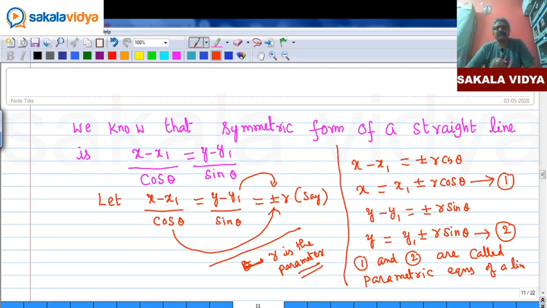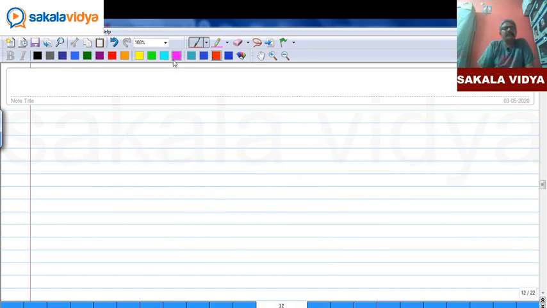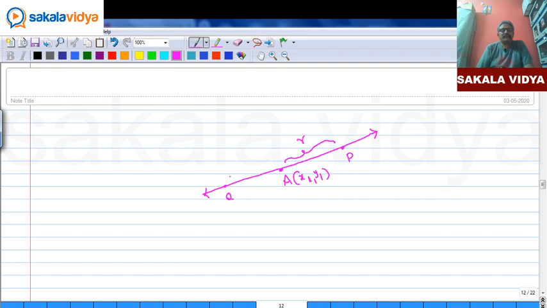Yes, parametric equations. So, what is the use of the parametric equations? Let's have a discussion. For example, you take a line like this. Let us take a point A whose coordinates are x1, y1. Suppose a point P is located here and Q point is located here. P is located at a distance of r units, and Q is also located at a distance of r units, but Q is left of A whereas P is right of A.